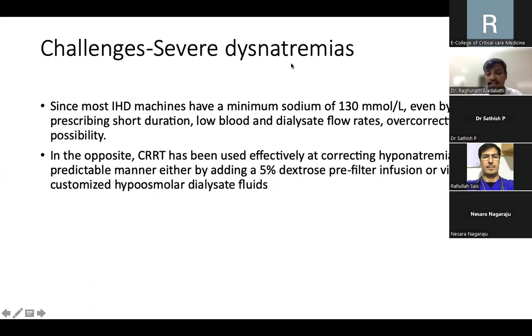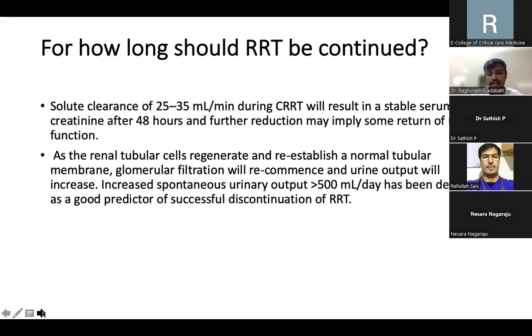The challenge is severe dyspnea. When hyponatremia is there, be very careful, because dialysis can cause fluid shift and sodium shift, which can be harmful. Go with slow, efficient dialysis there.